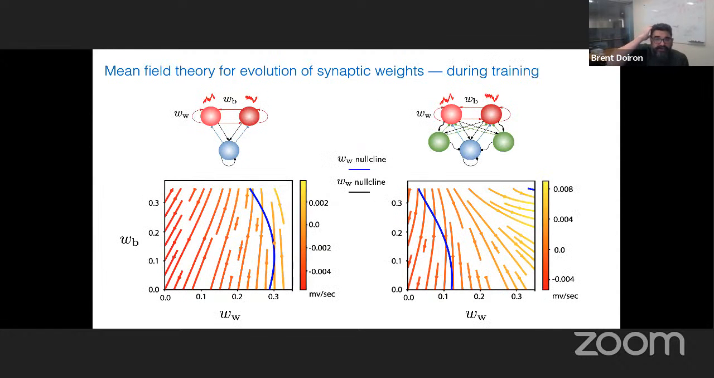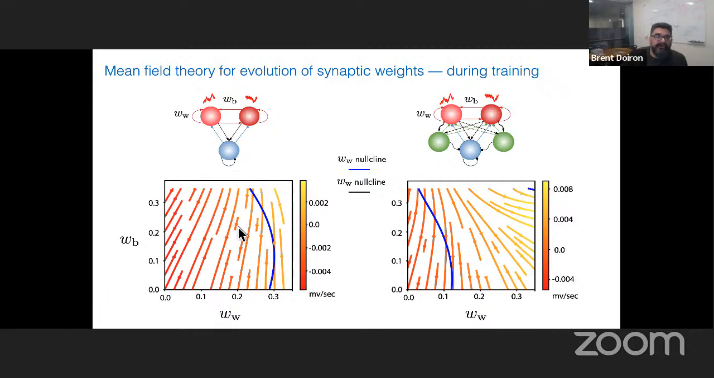So here's what the phase planes are for two of these networks. I've gotten rid of the two inhibitory subclasses and just had one for ease here. This is the vector field during training. And the blue curve is the null line for the growth of the weights within. So if I'm to the right of this blue curve, then WW here increases, and if I'm to the left of it, it decreases.